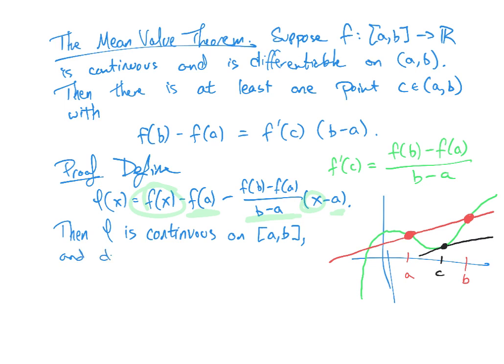and it's differentiable on the open interval. It's differentiable by our rules for differentiation, because f is differentiable there, and then again, f of a is a constant, f of b is a constant, and so on. And what is its value? What's phi of a? Well, just plug in an a for x, and you'll see everything goes to 0.